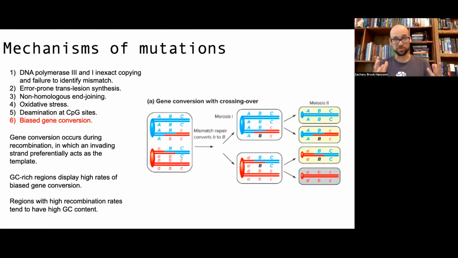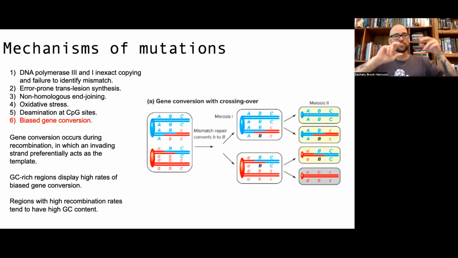So another important mechanism of mutation is biased gene conversion. Let's walk through how this happens. This is actually a process that occurs during recombination. So during meiosis, you start off with your two original genomes that then duplicate and pair together at the centromeres, and then they find one another along the metaphase plate in meiosis.